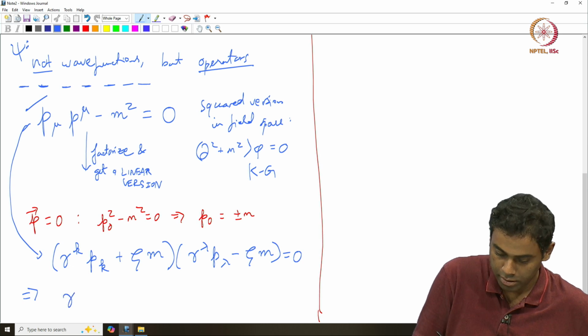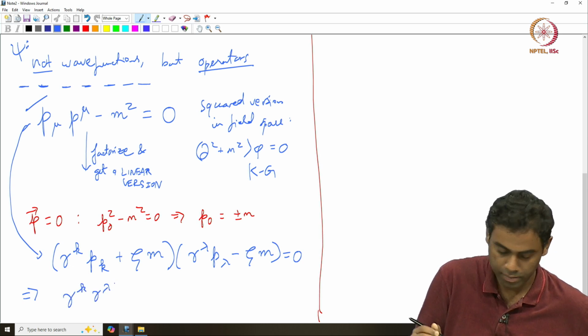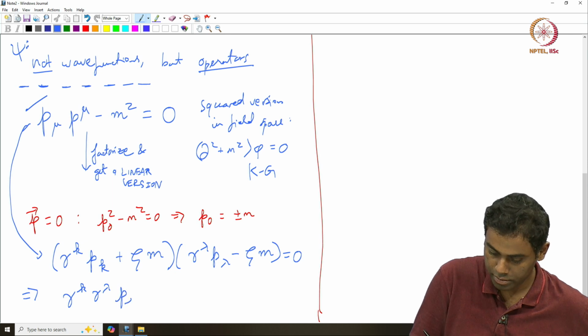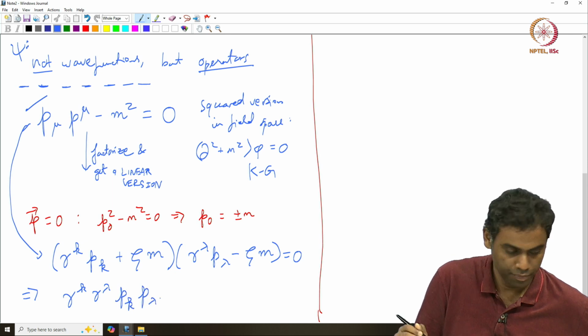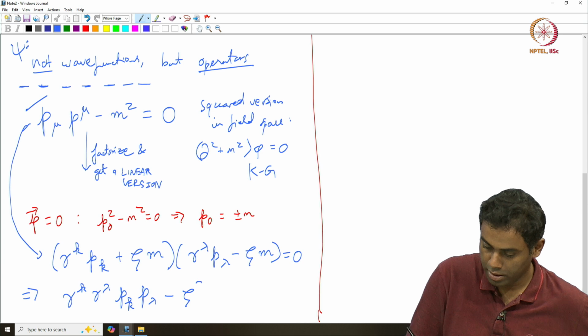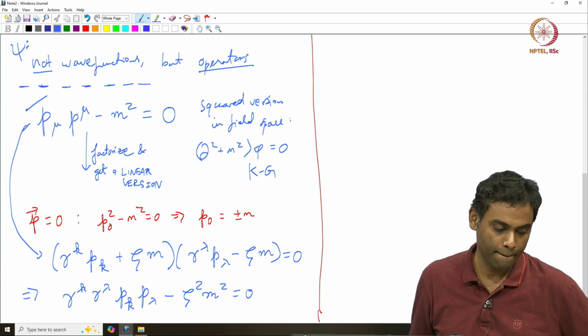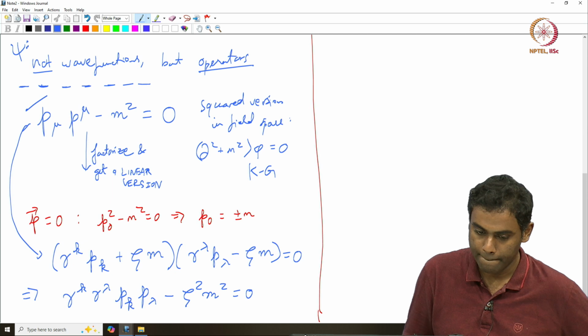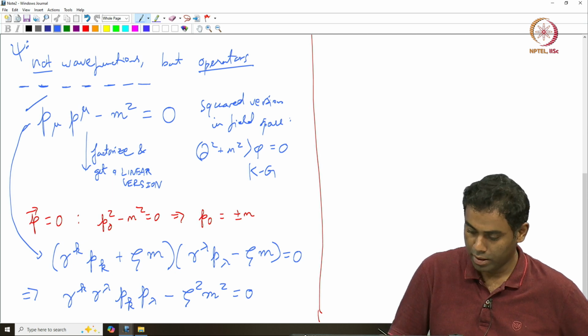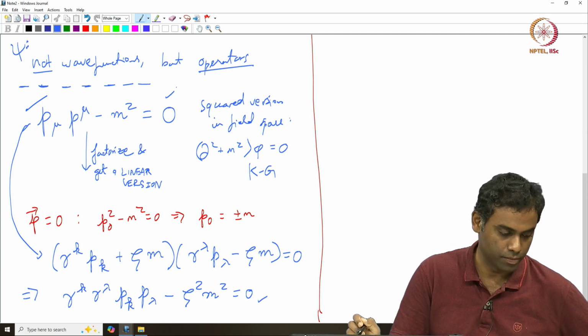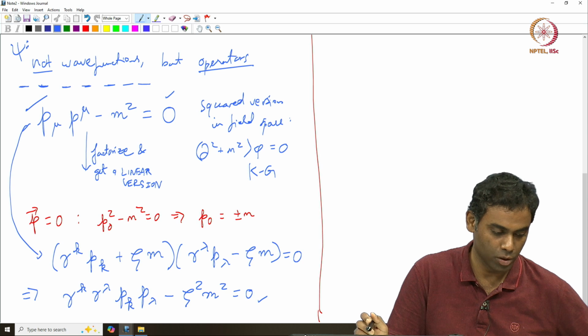This gives me gamma k, gamma lambda, pk, p lambda minus zeta squared m squared equals 0. Now, I want this equation to look like this equation now, right. So, what does that mean?